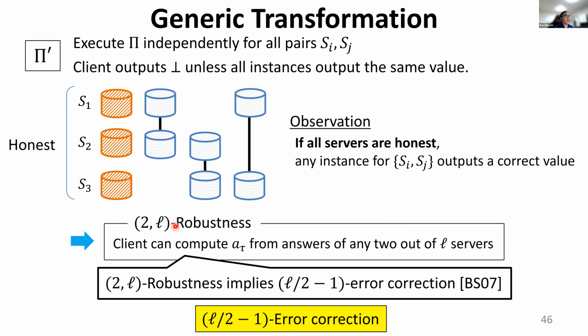Now we can also see that our resulting scheme satisfies a limited error correction. We observe that if all servers are honest, a client can compute the correct value from any 2 out of L servers. This property is called 2 out of L robustness, which was originally introduced by Demo and Stoll. They also show that the 2 out of L robustness implies L over 2 minus 1 error correction for free. So our scheme satisfying this robustness trivially satisfies limited error correction.